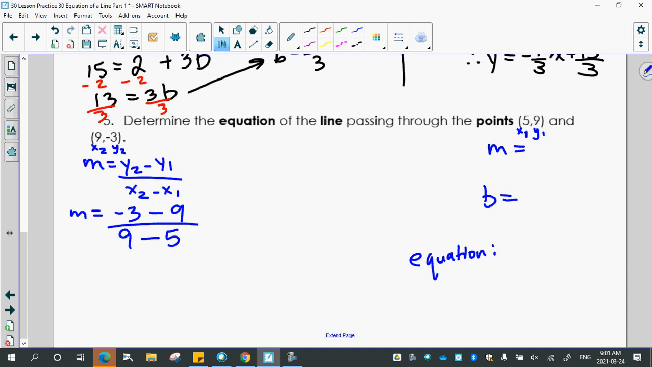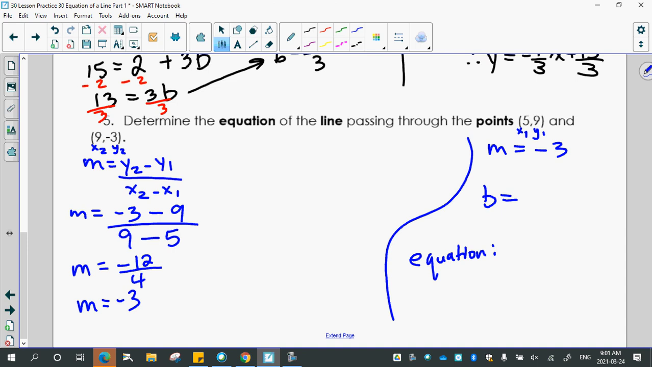So once you're sure, now you're going to simplify the numerator. -3 minus 9 is -12. 9 minus 5 is 4. See if that reduces to just an integer, or whether you have to reduce it to a fraction in those terms. So you try dividing first. Negative 12 divided by 4 is negative 3. So that goes over here. That's my slope.